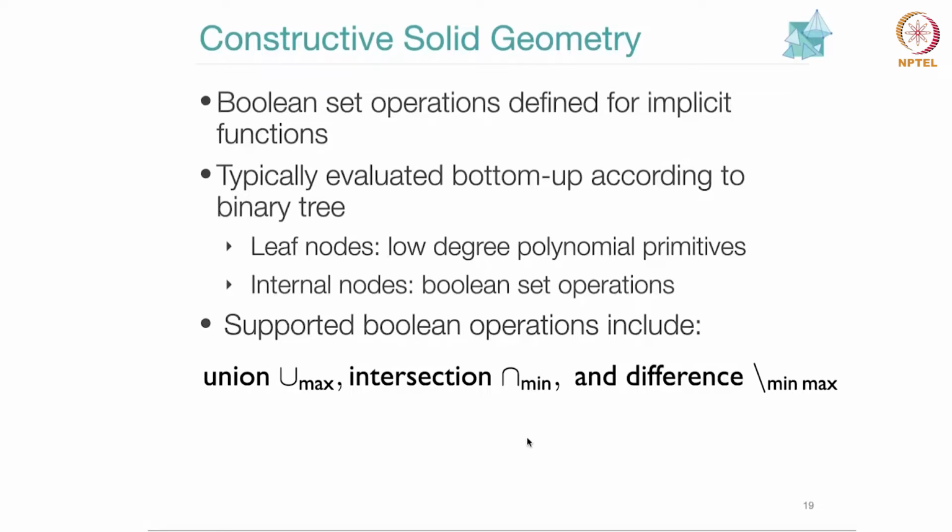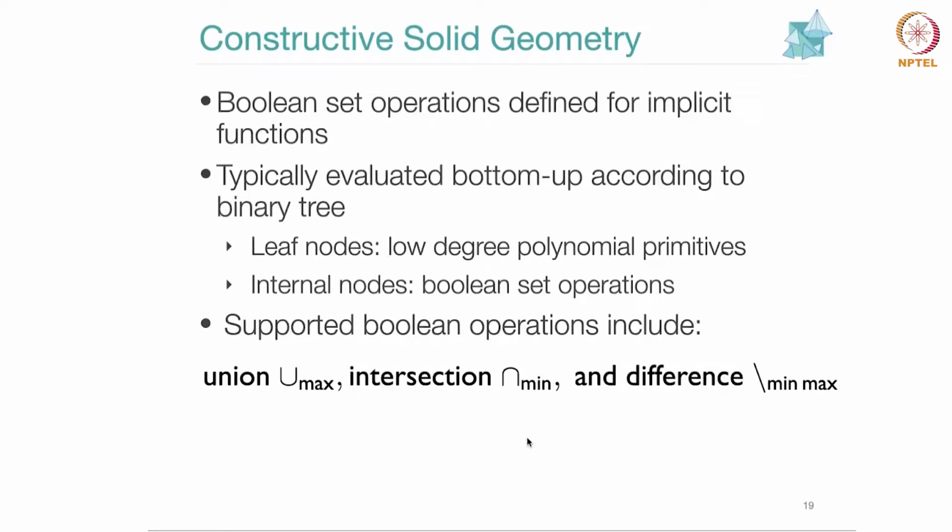So Boolean operations defined for implicit functions become a binary tree where the leaf nodes are polynomial primitives, or the implicit fields for, let's say, some typical skeletal elements. The internal nodes are Boolean set operations, right? So any internal node will take two implicit surfaces and will do something to them to create a third implicit field, right?